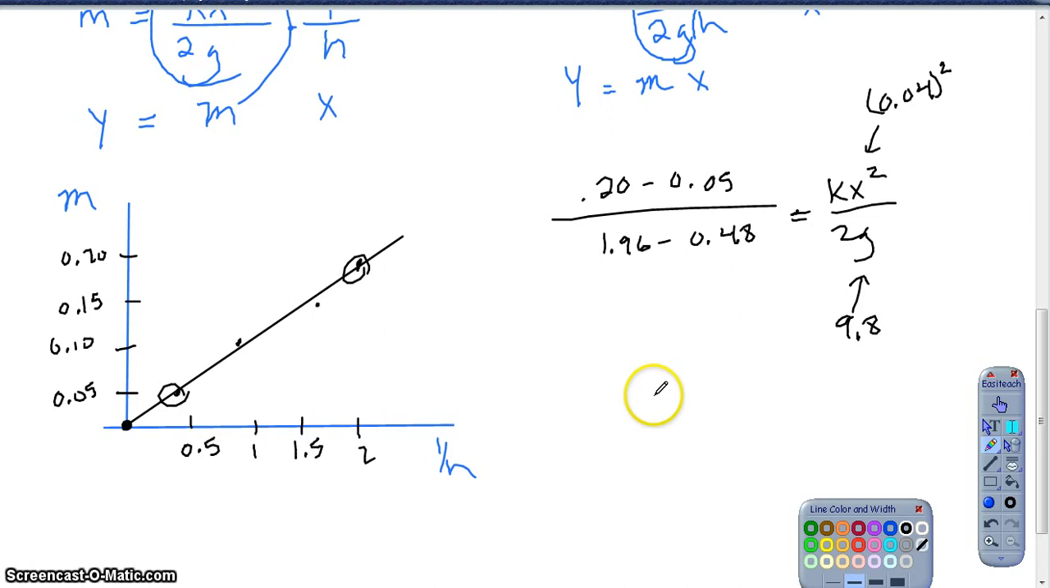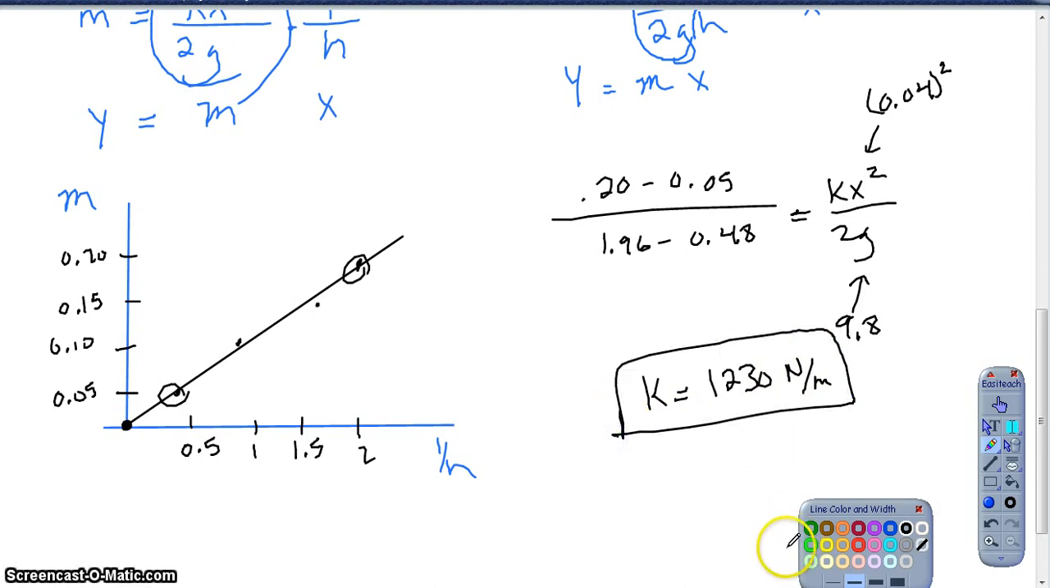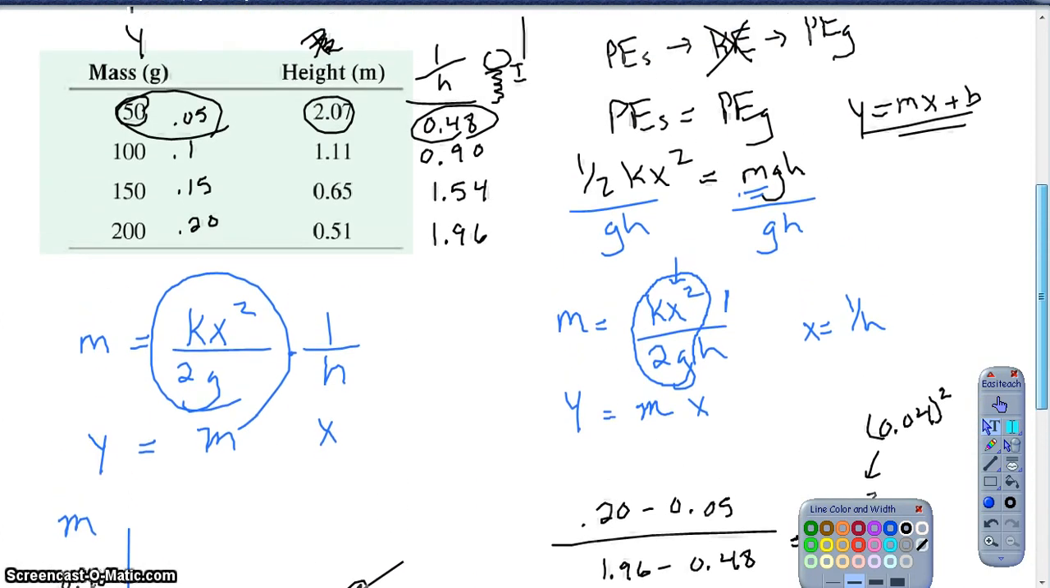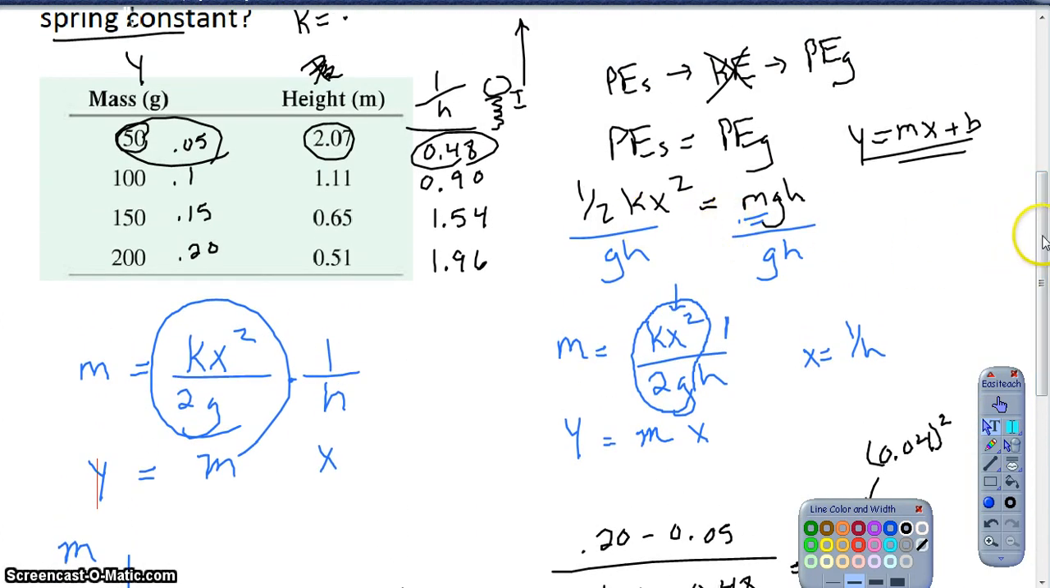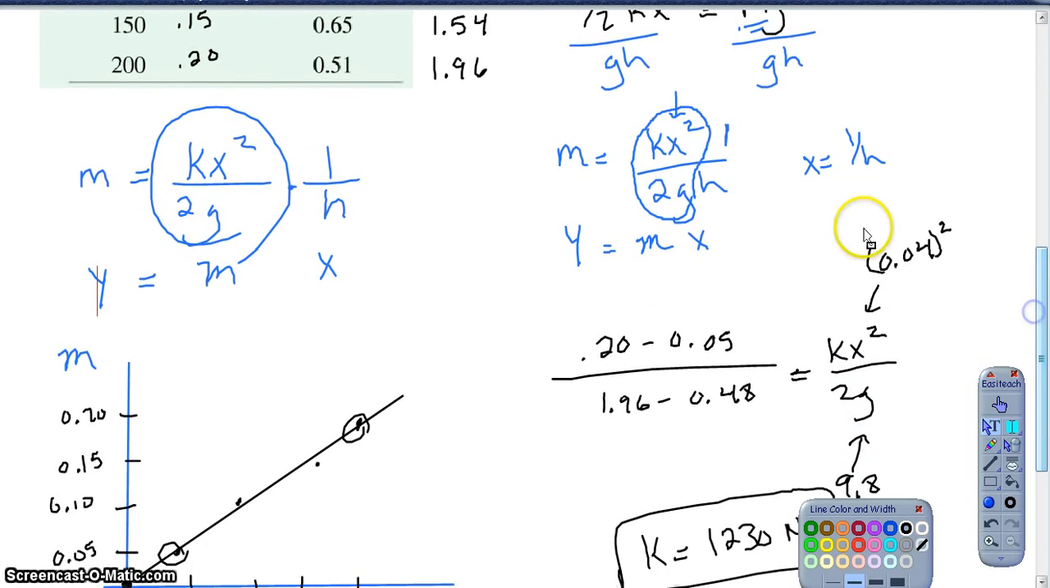But I end up getting that k is about 1,230 newtons per meter. I've rounded that off a little bit there, but k ends up being about 1,230 newtons per meter. So again, this question is definitely trickier. You have to take your information, start with the relationship, do what we call linearizing the curve, which means take this function and represent it as a linear equation. Think about what your output would be, think about what your input would be. So my input was 1 over h, my output was m, and then solving for the slope, I find out that this whole thing is my slope, then I can use that to help me find k.